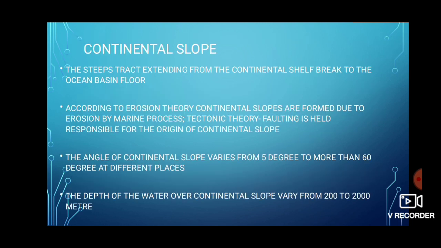Now we will move into what is a continental slope. Continental slope is a steep slope that extends from the continental shelf break that we have already discussed, a sudden or an abrupt change in the slope over the continental shelf region where the depth will be increasing rapidly. So from the continental shelf break to the ocean basin floor, the steep slope region we call continental slope.